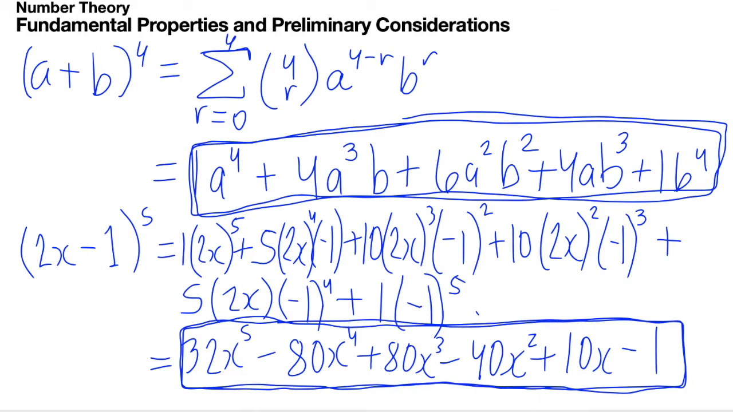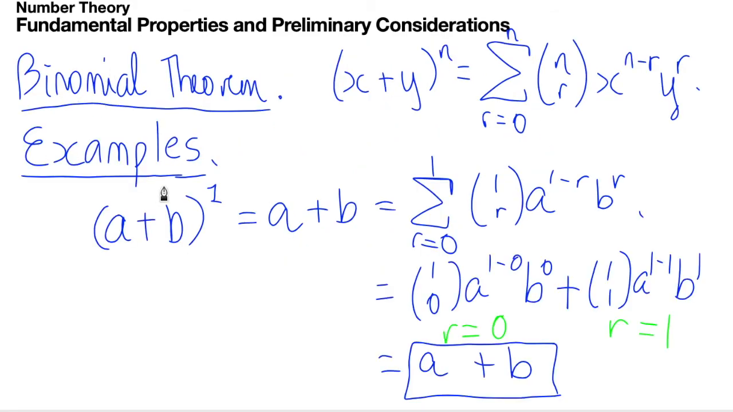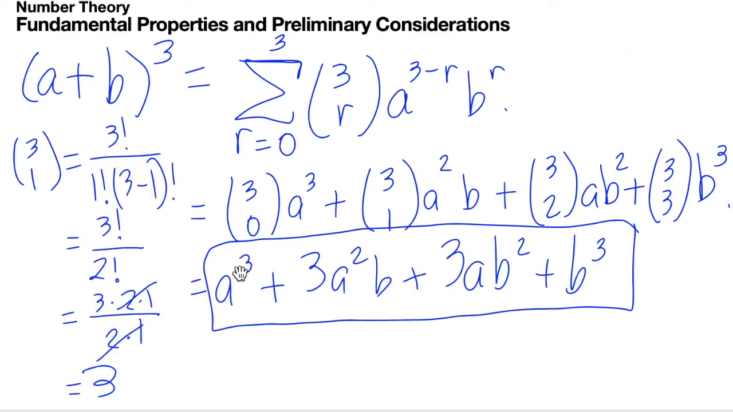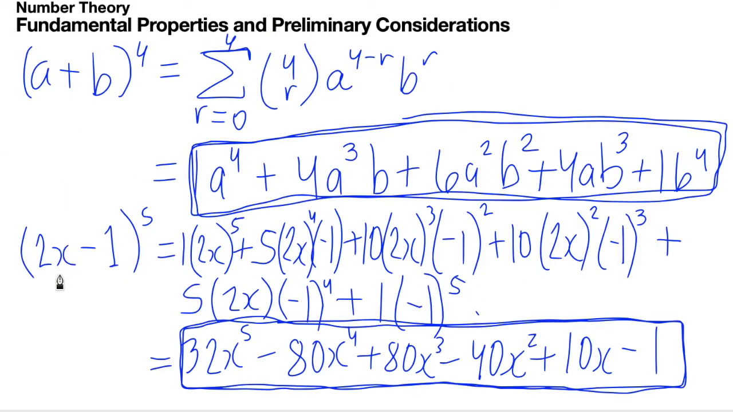So that's it for all my examples in binomial theorem. We have our first example as a plus b raised to 1, it's just equal to a plus b. We have our example in a plus b quantity squared. We have our example in a plus b cubed. And then a plus b raised to 4 is over here. And a plus b raised to 5.